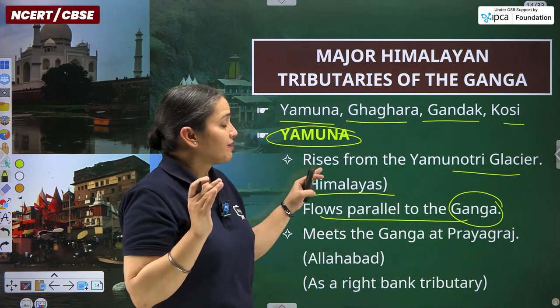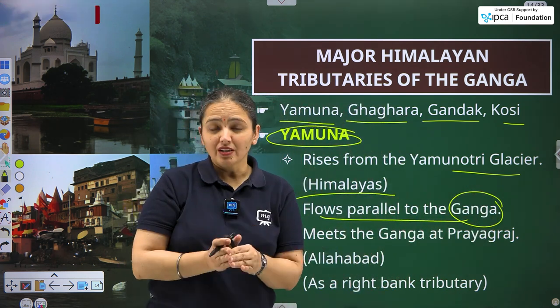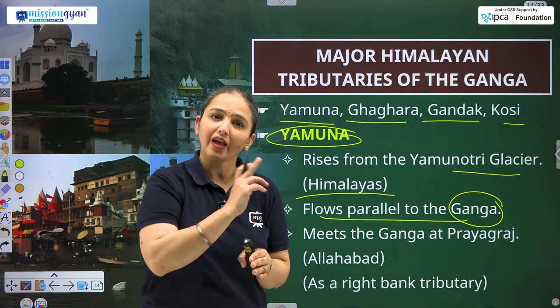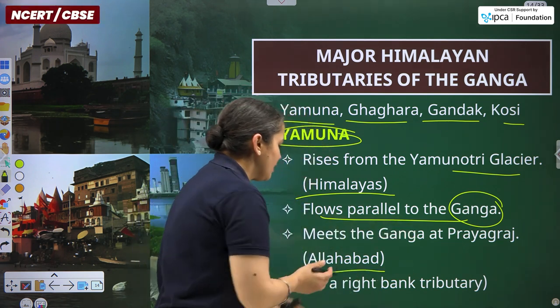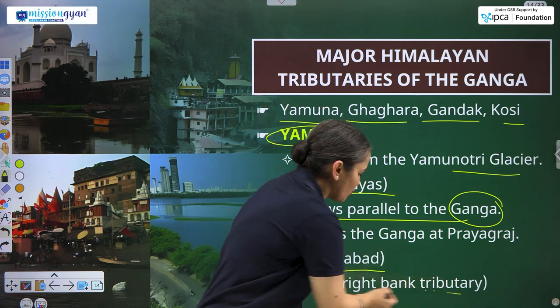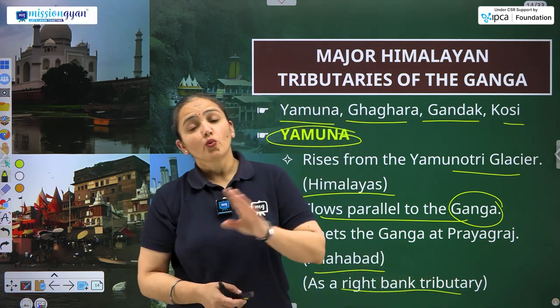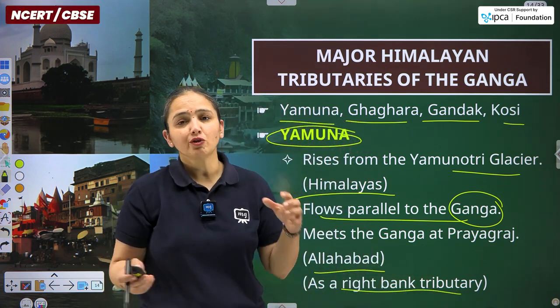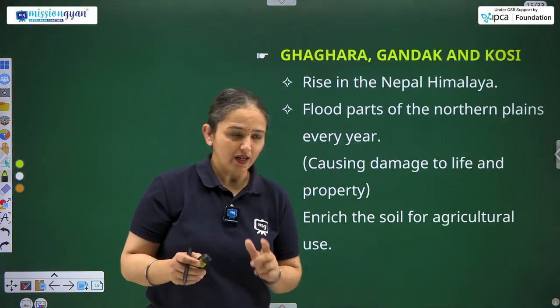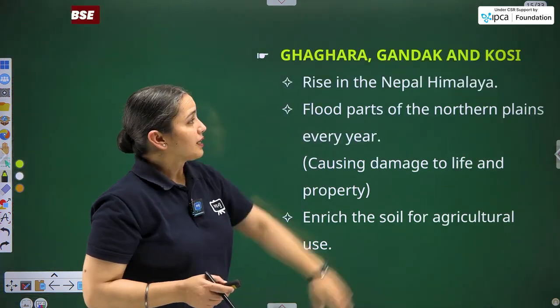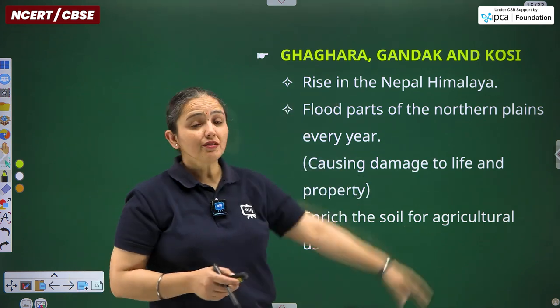And Yamuna river meets Ganga at Prayagraj, also known as Allahabad. So it meets the Ganga at Prayagraj, Allahabad, as a right bank tributary. So from the right part of the Ganga river, it merges with it at Prayagraj, Allahabad. Ghagra, Gandak and Kosi, talking about these three rivers.